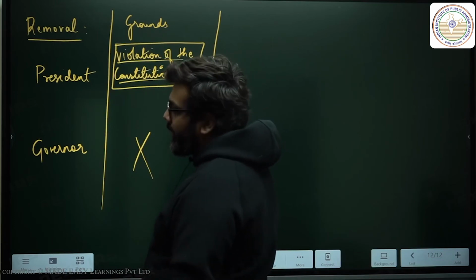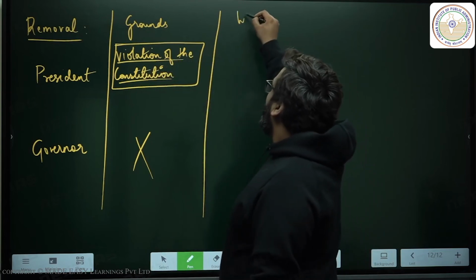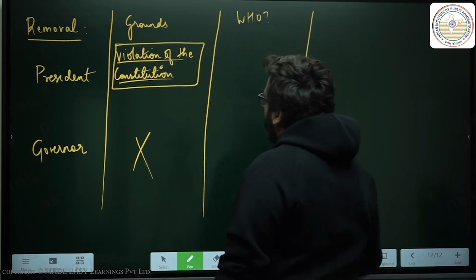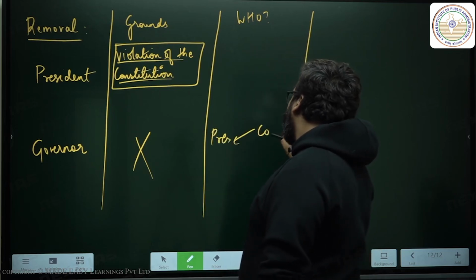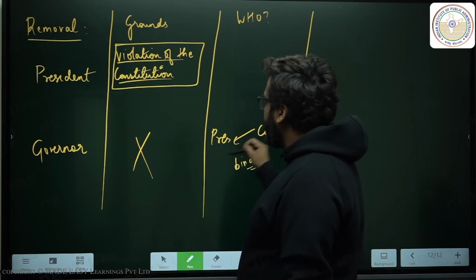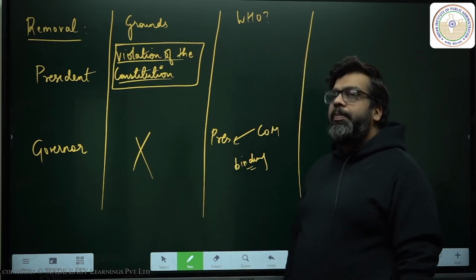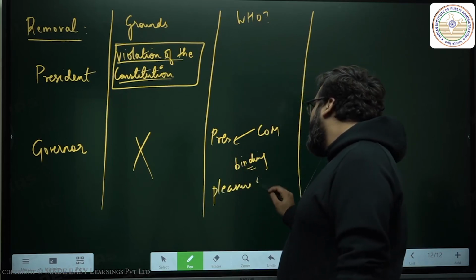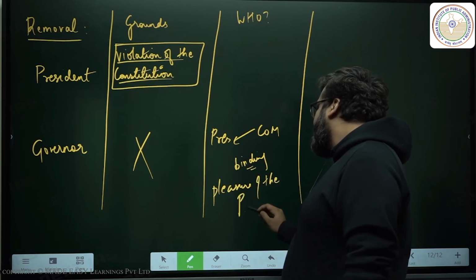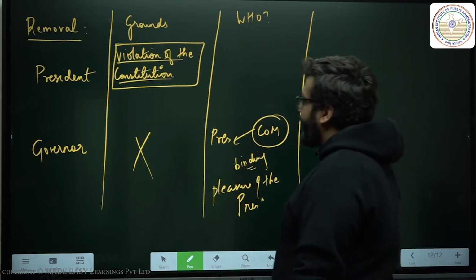Now that we understand this, we've got to now figure out who removes them. Here the president removes on the binding advice of the Council of Ministers, thereby making the governor what is called an office holder at the pleasure of the president. This is called holding office during the pleasure of the president, which means जब तक president चाहेगा, which is जब तक Council of Ministers चाहेंगे, right?